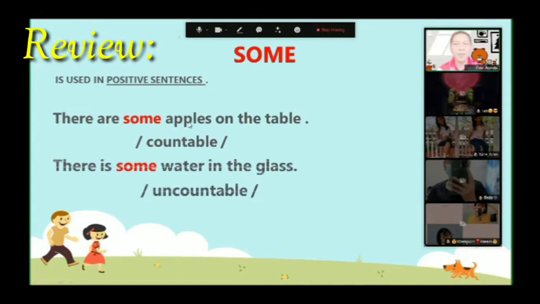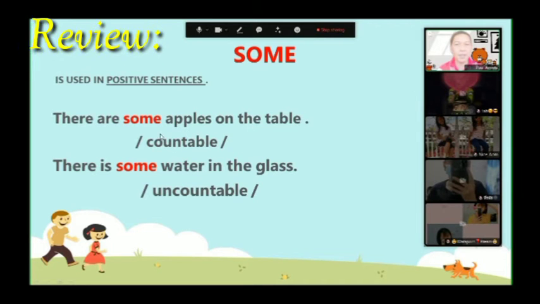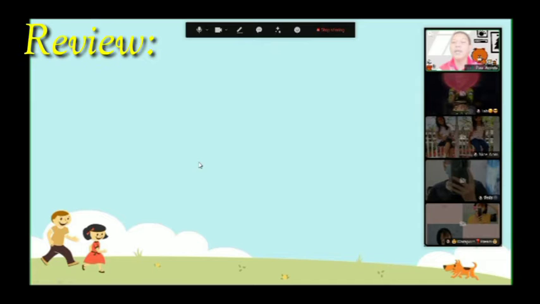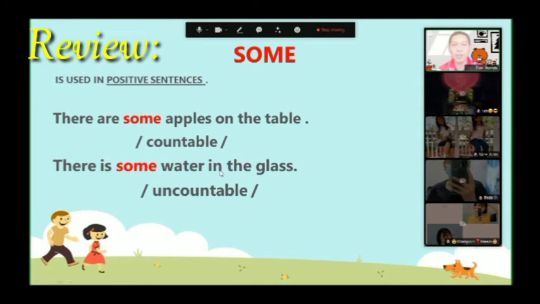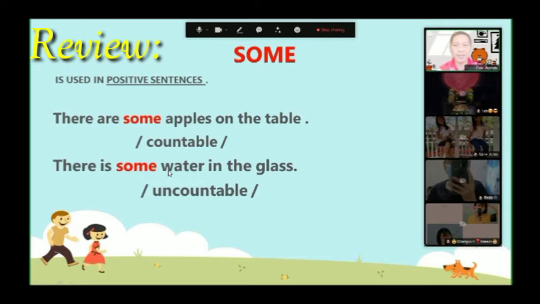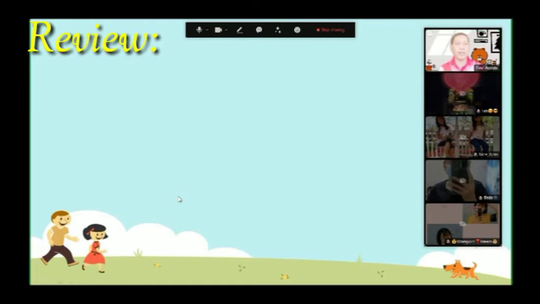Example, there are some apples on the table. As you can see, countable apples. There is some water in the glass. As you can see here, some water, uncountable. So we can use that in positive sentences.